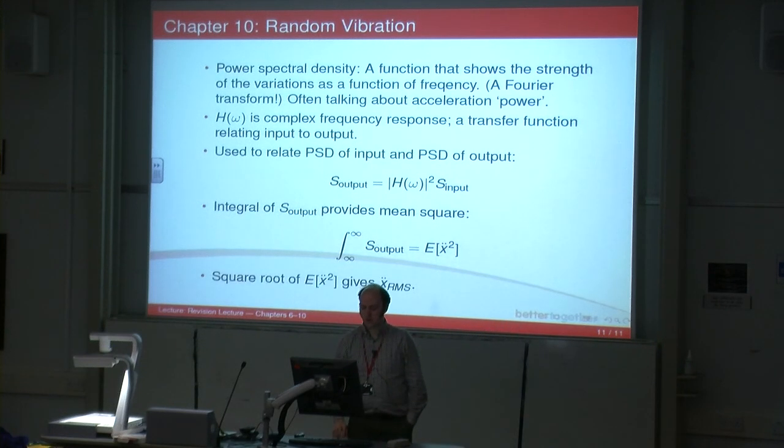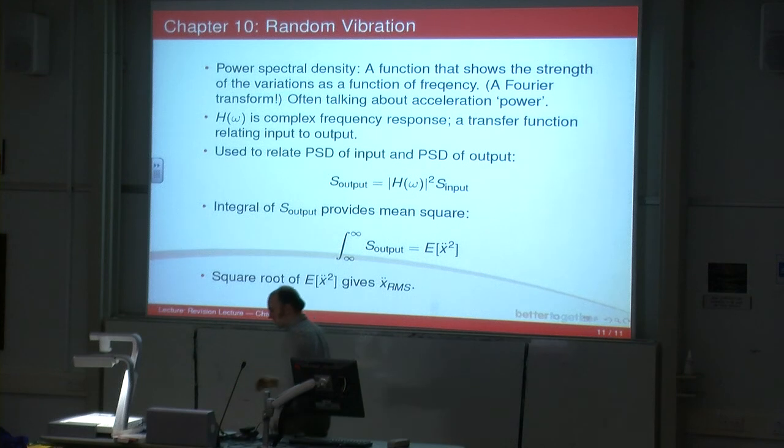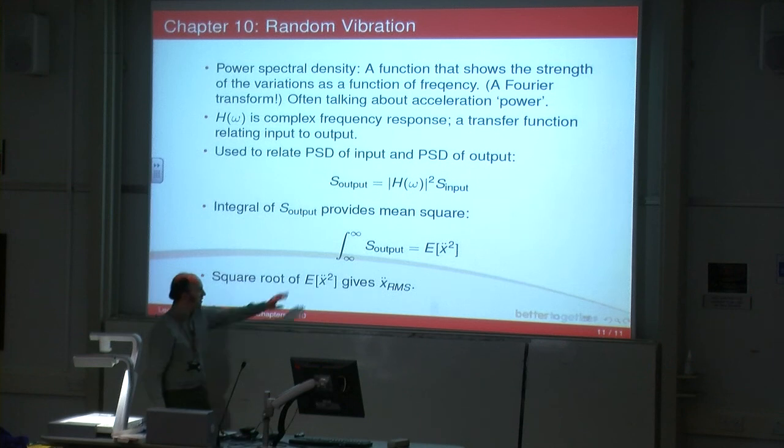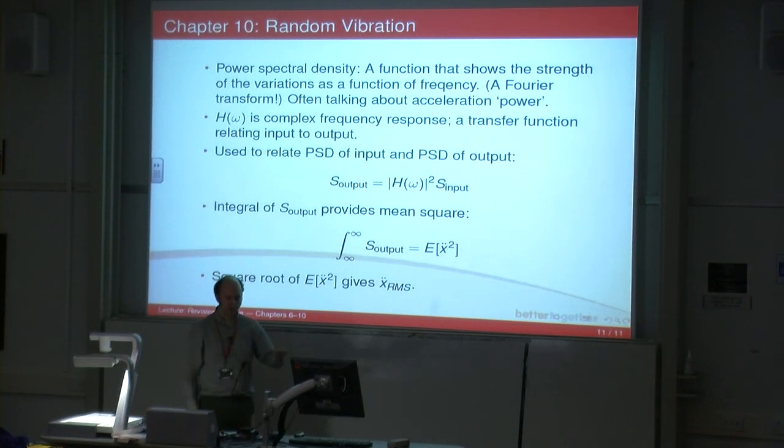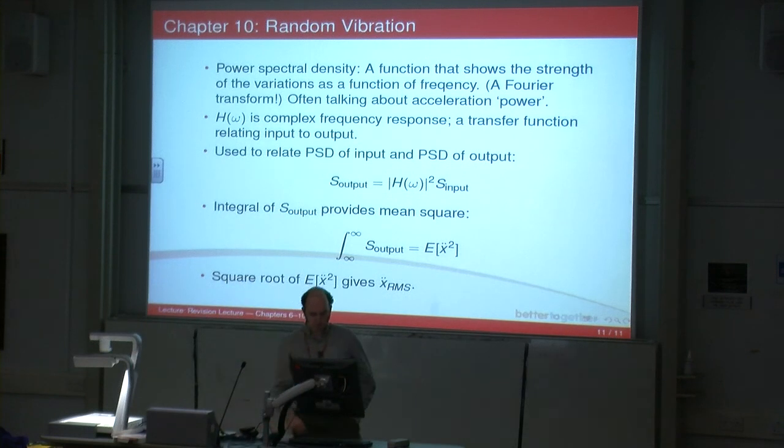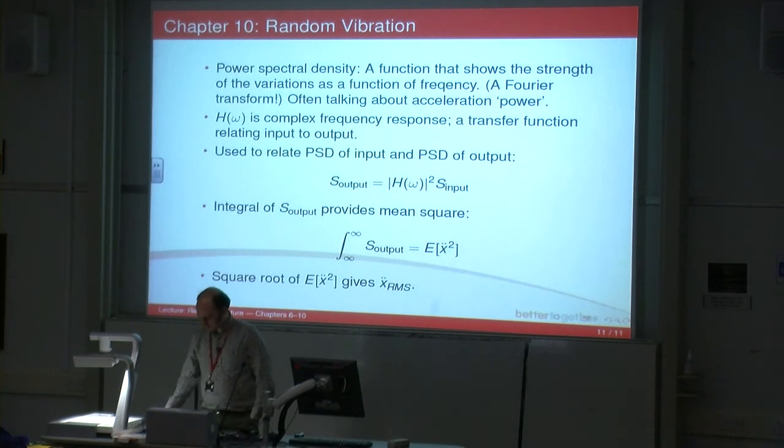Okay. So the problems we looked at were things like road surfaces, okay, where you have a spectral density of the input. Okay, you multiply it by the H(omega) magnitude squared. Okay, you integrate and you've got your RMS value for that particular road surface. And that's chapter 10. So that's a very brief overview of the rest of the course.